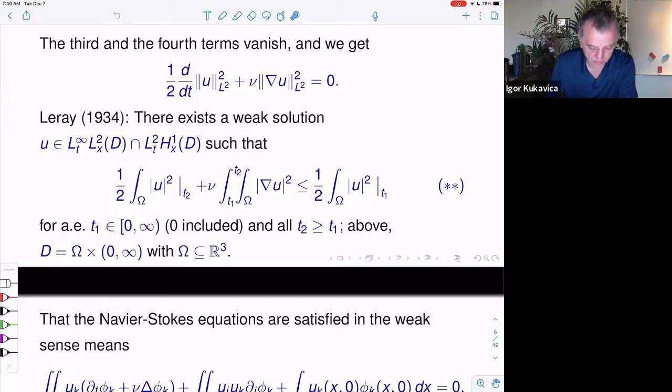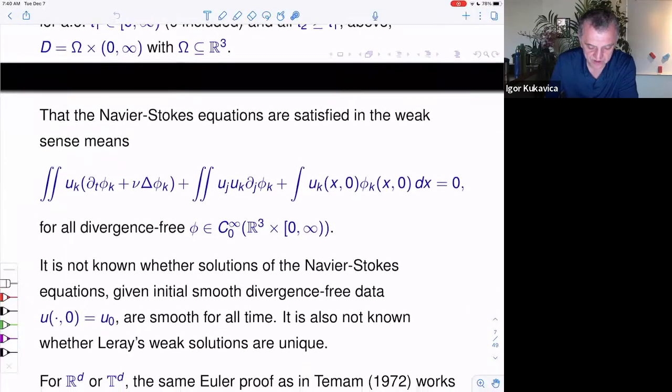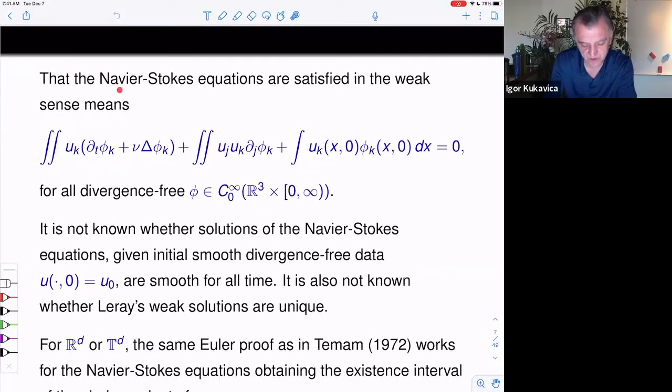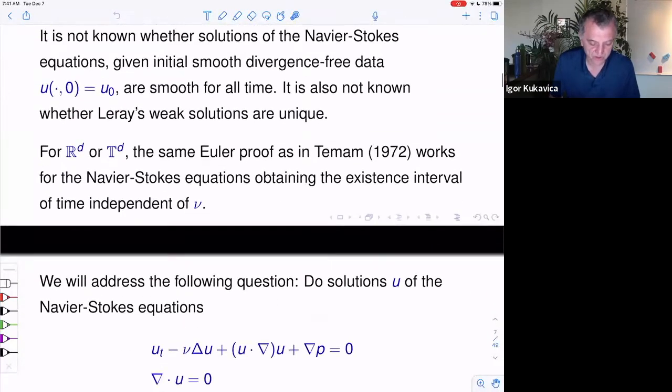So these are the well-known weak solutions, and they're meant as weak solutions that satisfy the Navier-Stokes equations in a weak sense. If you test against a function phi which is divergence free, that makes the pressure term go away, and then the Navier-Stokes equations are satisfied in a weak sense. And as is well known, we don't know whether there are solutions which remain smooth for all time, even if you start with very smooth data. And it's also not known whether Leray solutions are unique. There's a lot of progress recently about that, so it's very nice to see.